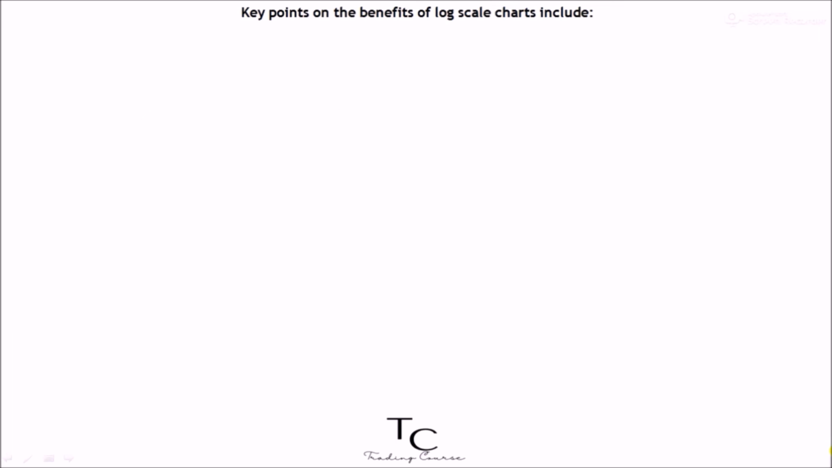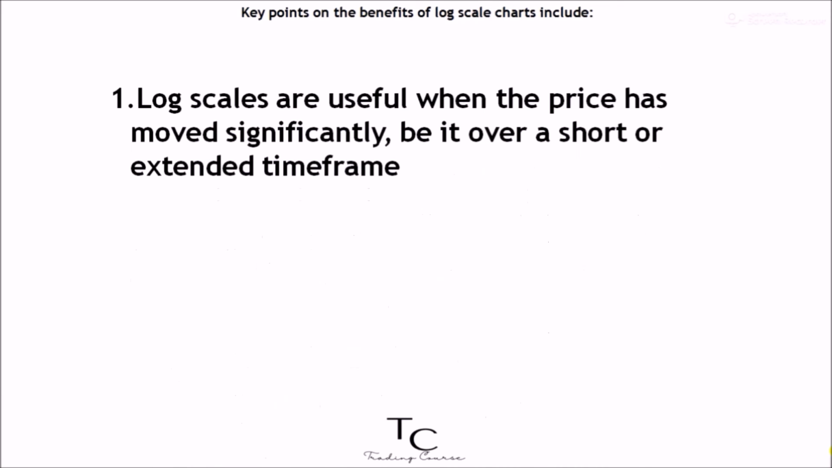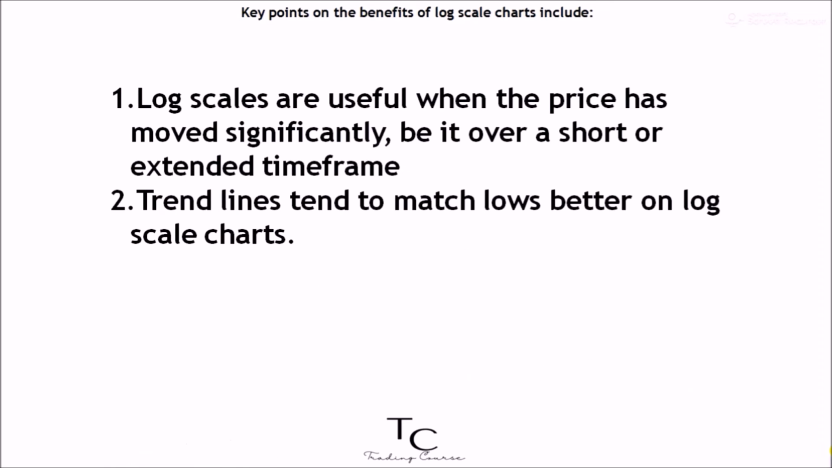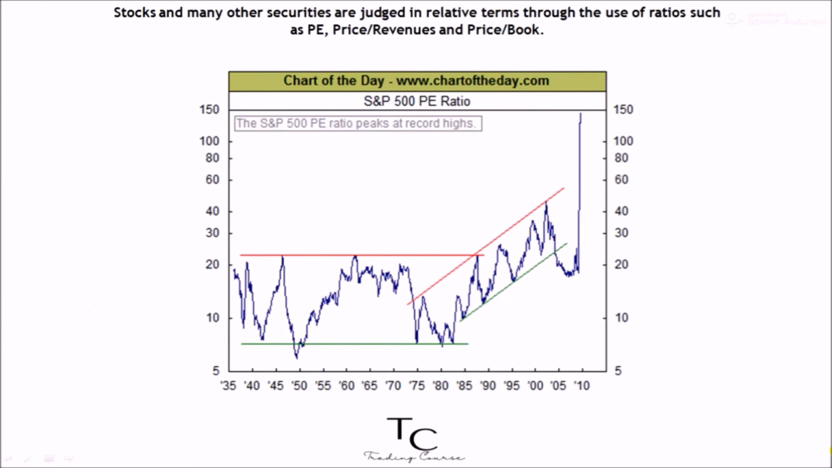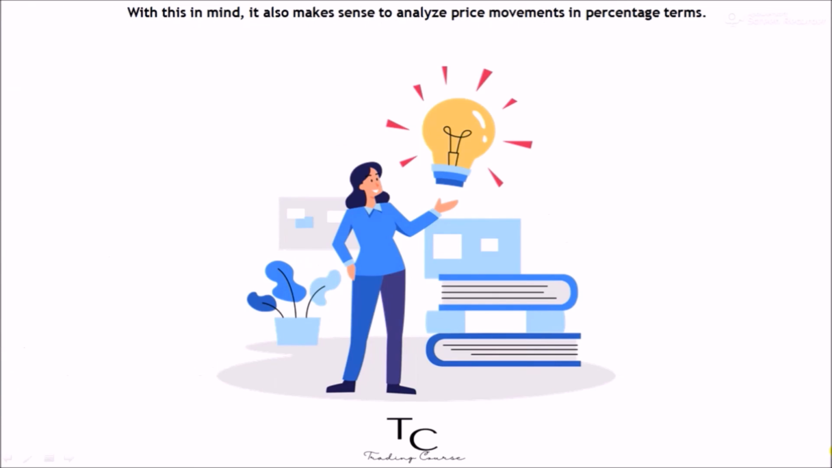Key points on the benefits of log scale charts include: log scales are useful when the price has moved significantly, be it over a short or extended time frame. Trend lines tend to match lows better on log scale charts. Log scale charts are useful when gauging the percentage movements over a long period of time. Large movements are put into better perspective. Stocks and many other securities are judged in relative terms through the use of ratios such as PE, price to revenues and price to book. With this in mind, it also makes sense to analyze price movements in percentage terms.